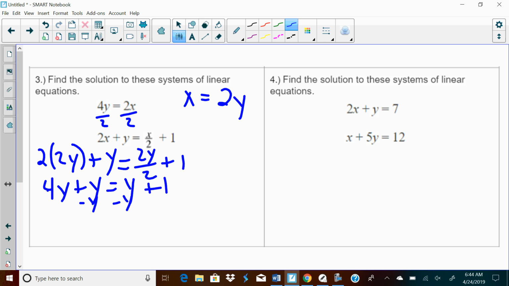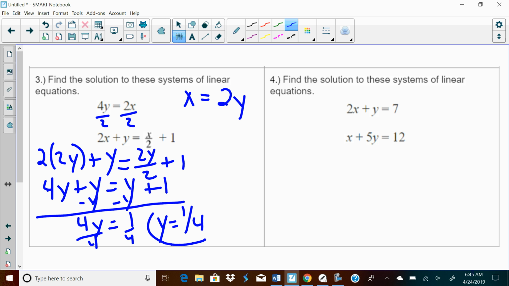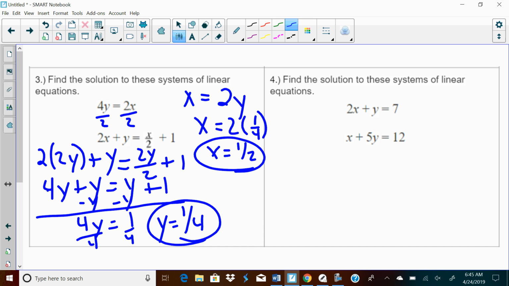Subtract y from both sides. So I ended up with 4y equals 1. Divided by 4, I got y equals 1/4. So then I plugged it back in up here to find x. So x equals 2 times 1/4, which is 2/4 or 1/2. So my ordered pair is 1/2, comma 1/4.